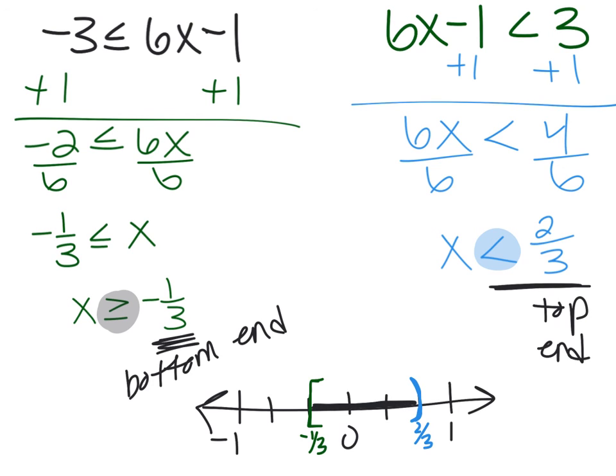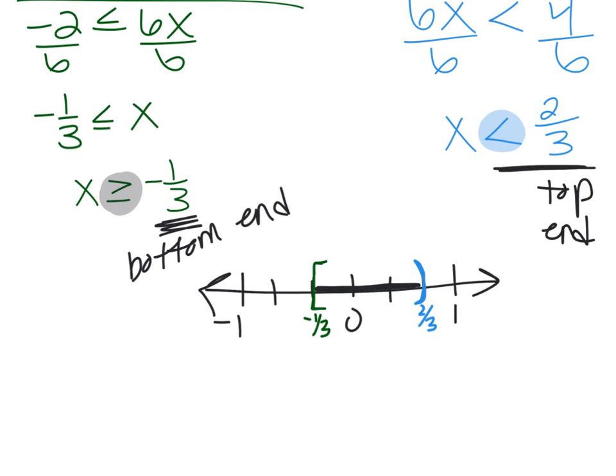If we wrote this in interval notation, we would have negative 1/3, and that's a bracket, comma, 2/3, and that's a parenthesis.